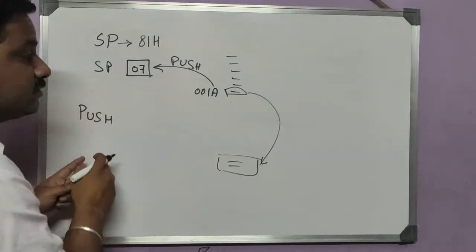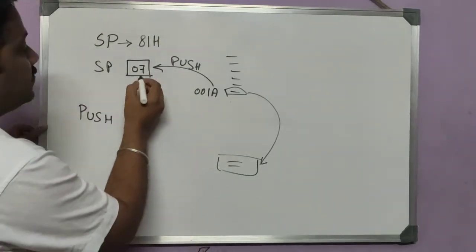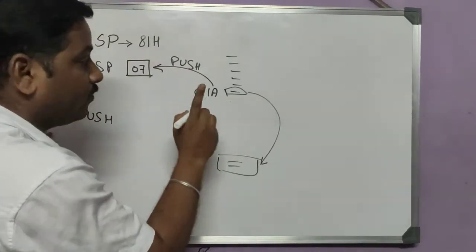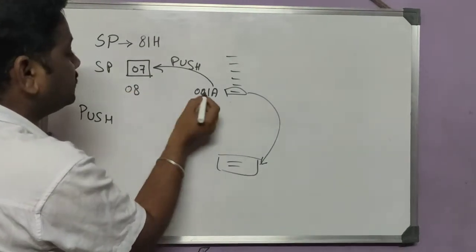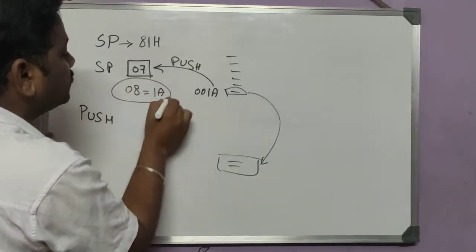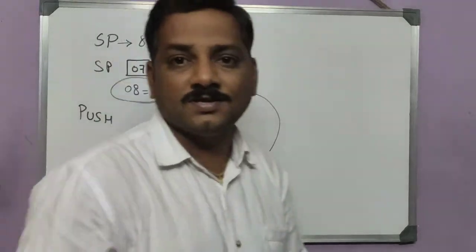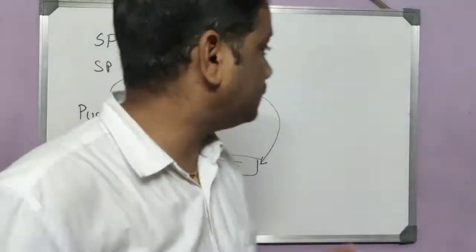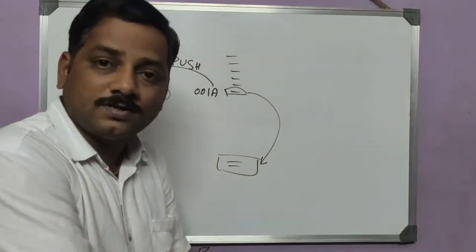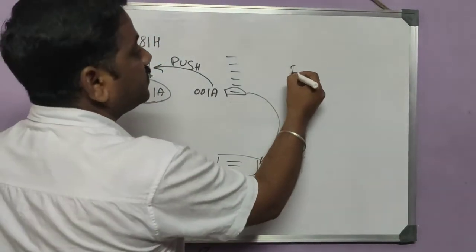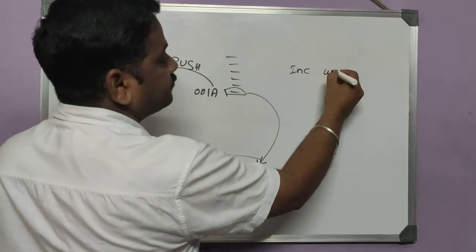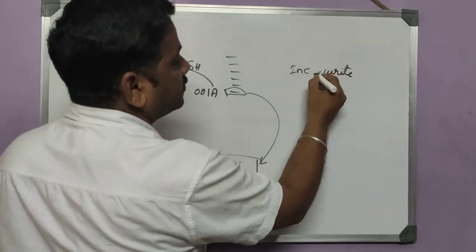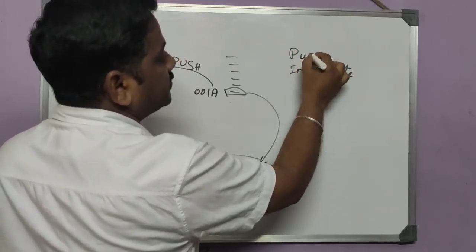So when we execute this push, the stack pointer will get incremented by 1, so it will be 8, and this data will be stored over there. So in the location 8, you will get 1A, right? So we are storing it by just incrementing it. Understand one thing: if you are writing something to the stack, first it will increment and then write. Increment and write. This is about pushing the data into the stack.